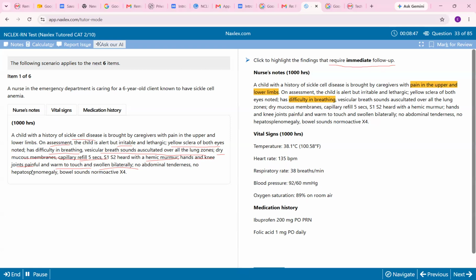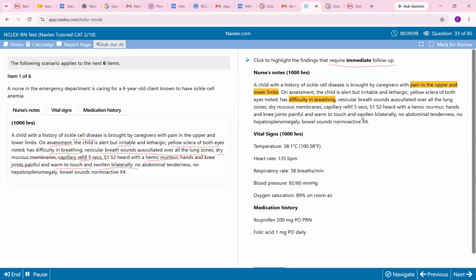The question is asking about findings that require immediate follow-up, which means abnormal findings that show the worsening of the patient's condition. So that is your answer. Okay, got an idea? Okay, then you can highlight.